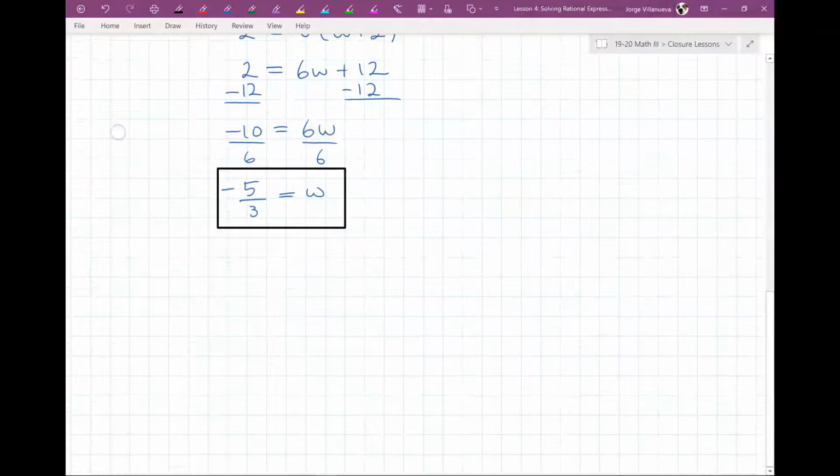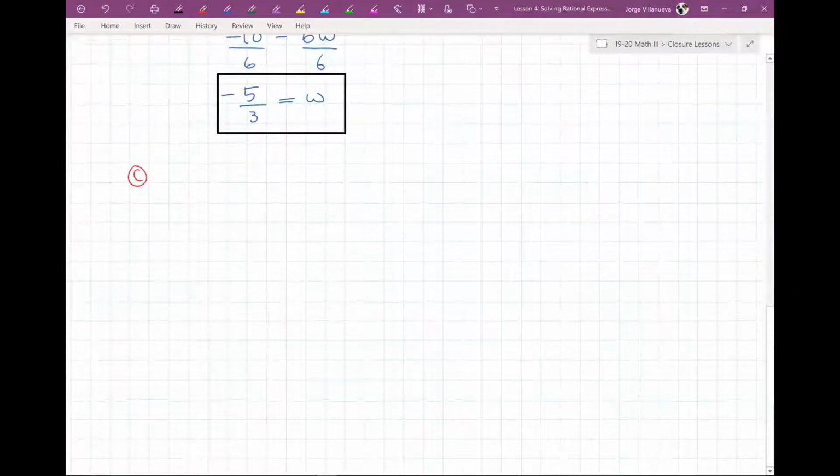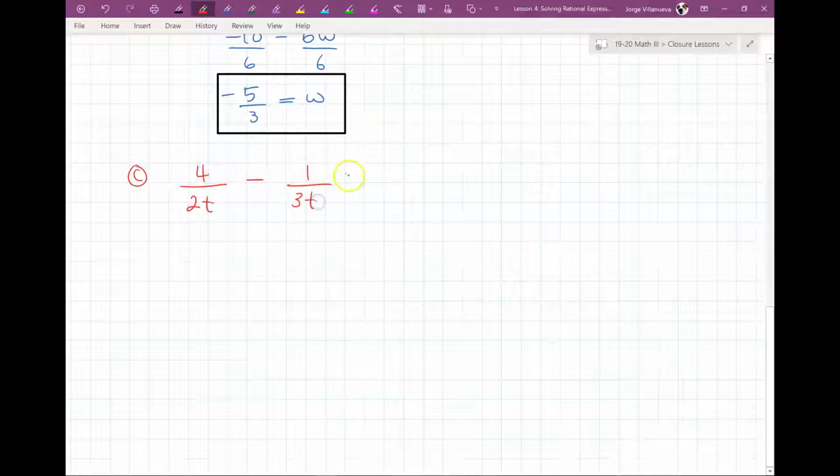So let's go to part C. For part C, we are going to get 4 over 2t minus 1 over 3t equal to 1. Now, since the denominators are not the same, I'm going to have to multiply everything by the least common denominator. Now remember, to find the least common denominator, we're just going to get all of our denominators and put them together. Okay, and we're going to multiply everything by it.